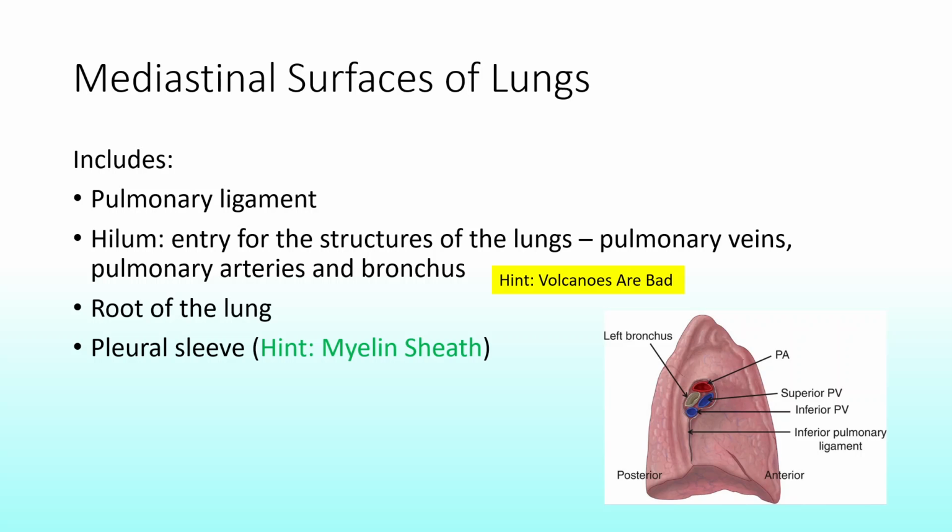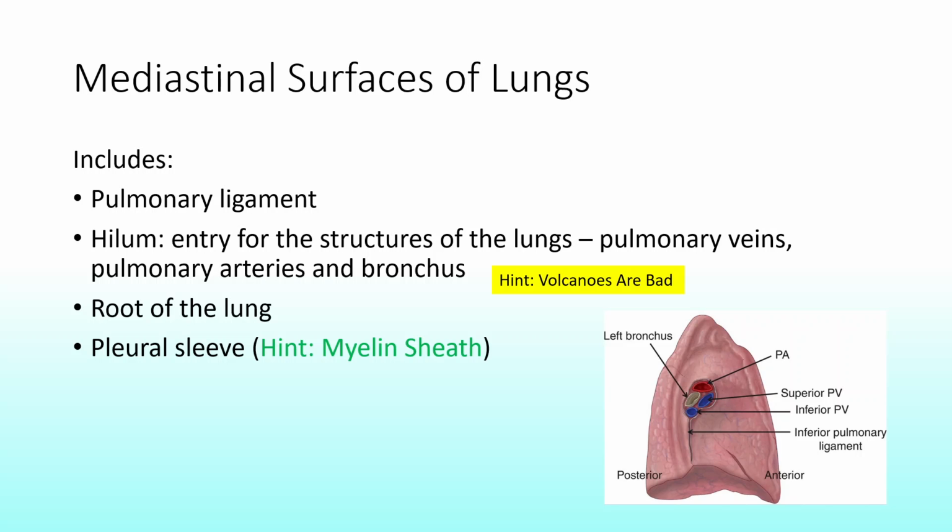For the hilum, it's kind of analogous to a doorway, which I mentioned. This is exactly where the structures of the lung enter and leave. These structures include the pulmonary veins, the pulmonary arteries, and the bronchus. Again, a mnemonic that I like to remember is "volcanoes are bad," which refers to veins, arteries, and then the bronchus. The root of the lung consists of structures that connect the lung with the heart and the trachea. So it's an actual area where you can see the structures leaving and entering the lungs.